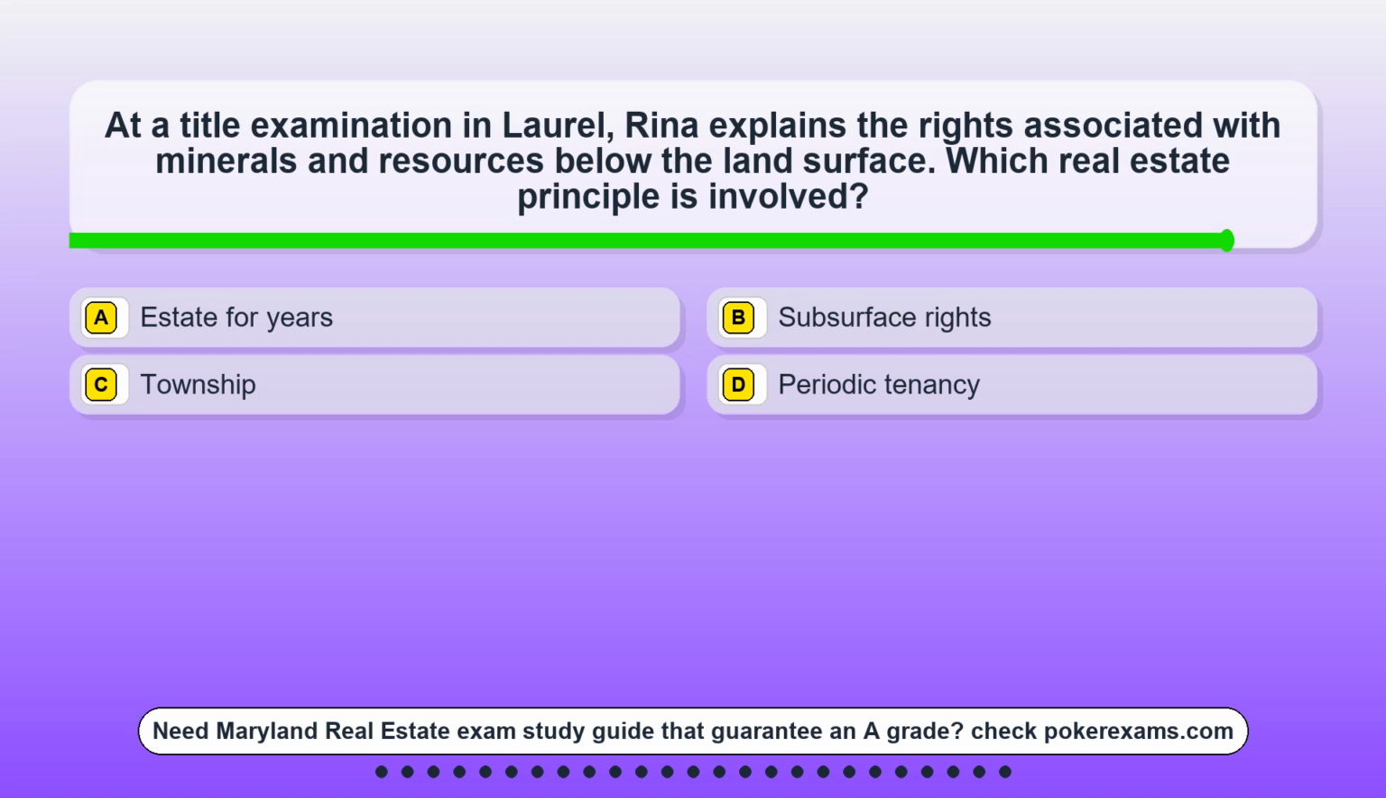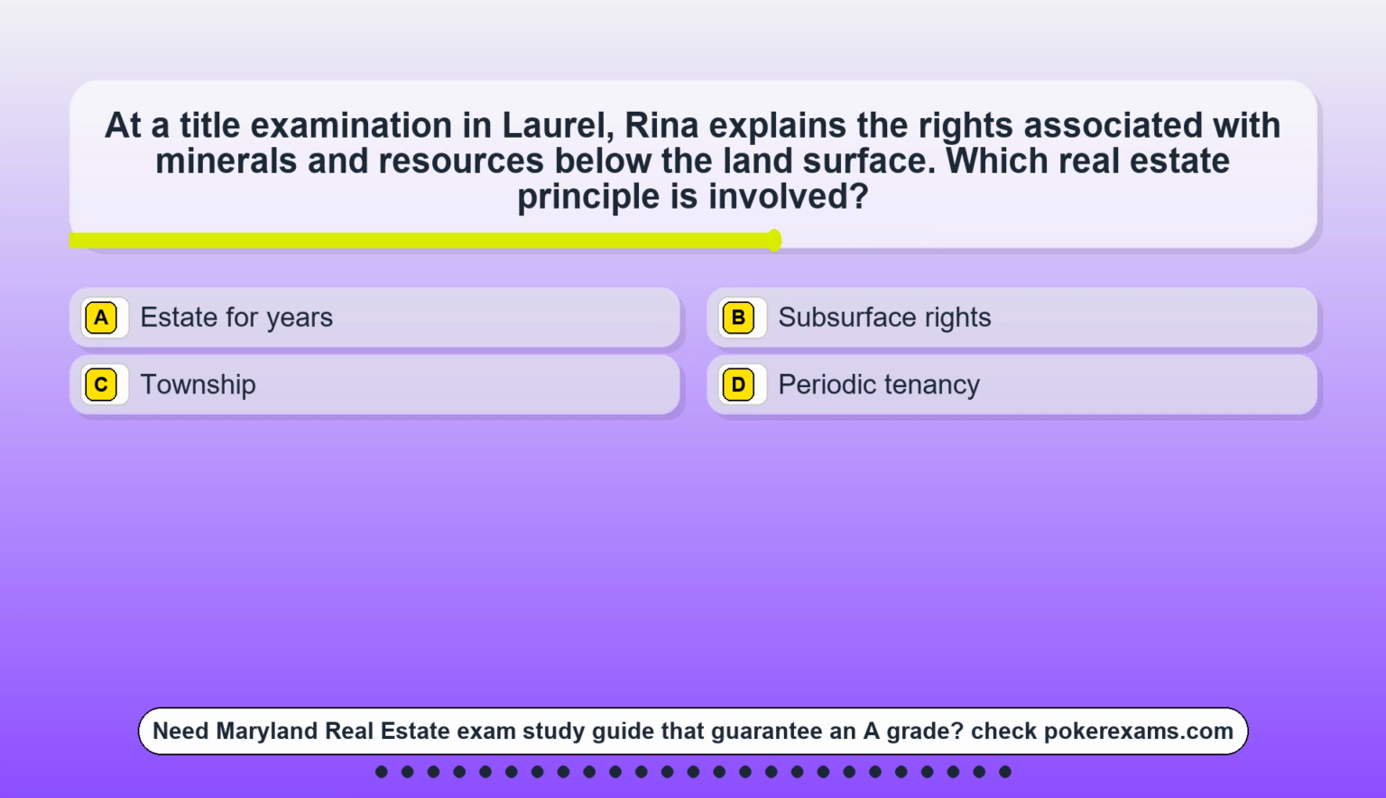Question 4. At a title examination in Laurel, Rena explains the rights associated with minerals and resources below the land surface. Which real estate principle is involved? Option A, estate for years. Option B, subsurface rights. Option C, township. Option D, periodic tenancy.